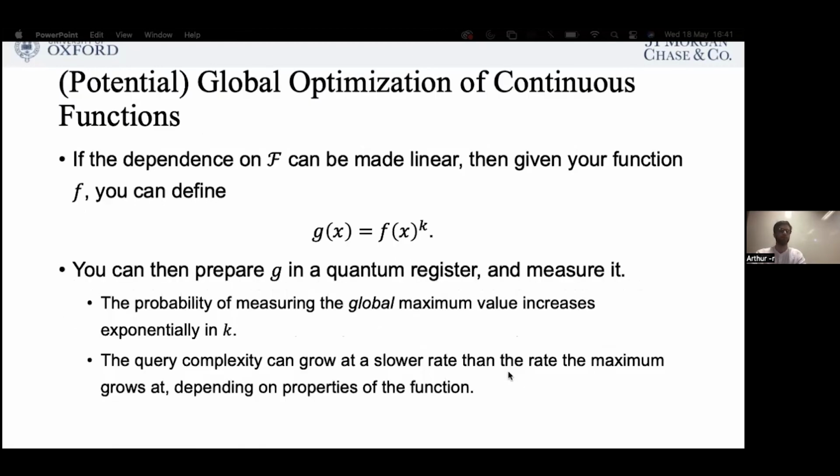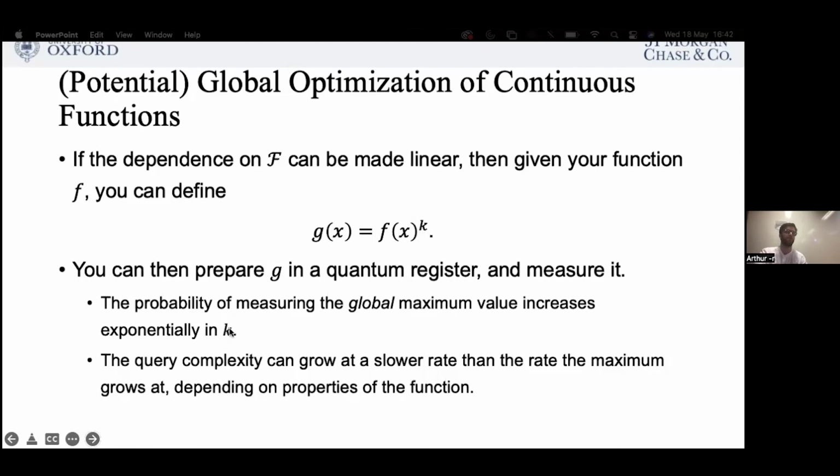Okay. And then the last potential application that I'll mention is in the global optimization of continuous functions. So basically, if you want to optimize the function f, rather than preparing the state corresponding to f, you can prepare the state corresponding to g of x, which is defined as f raised to the power of k. And obviously, as you increase k, when you prepare the state, the probability of measuring the global maximum value increases exponentially in k.